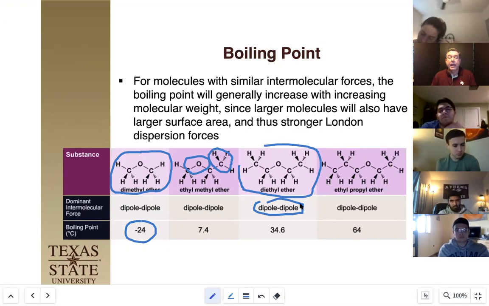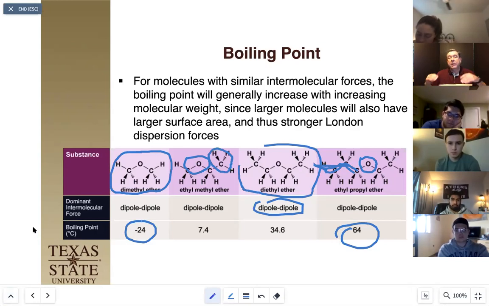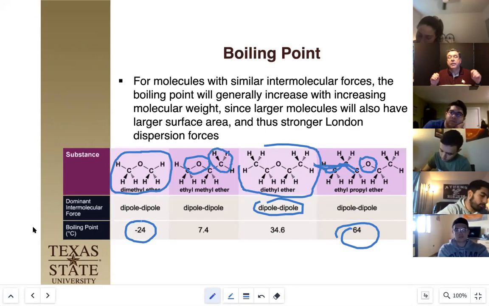But again, dipole-dipole is our predominant interaction here. And when we get to this one here, dipole-dipole is still our stronger one, but we're starting to get this longer chain. This longer chain can now start contributing too, because it has a weak London force in it, but the longer and straighter these chains are, the more London forces can apply. And we have an increase in boiling point again. So molecular weight increases boiling point and melting point. The strength of the intermolecular force increases them. And the surface area in London forces increases them.